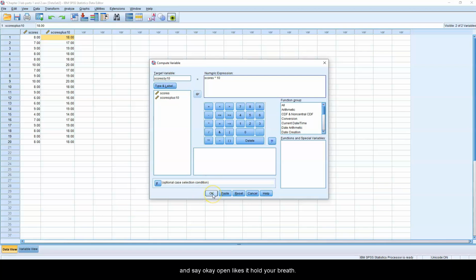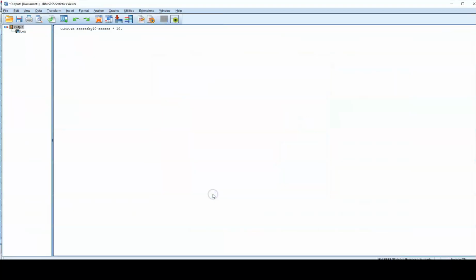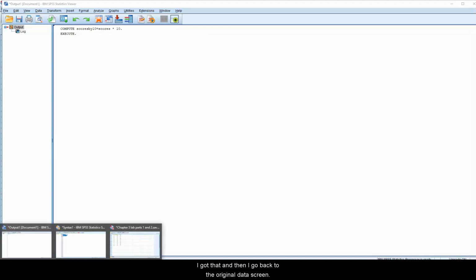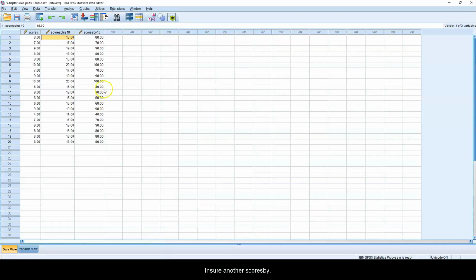So I'll go ahead and say, okay, I hope it likes it. Hold your breath. It did. Okay. So I got that, and then I'm going to go back to the original data screen, and sure enough, there's scores by 10. So look what I did there. 8 is now 80, 7 is 70, 9 is 90, etc.